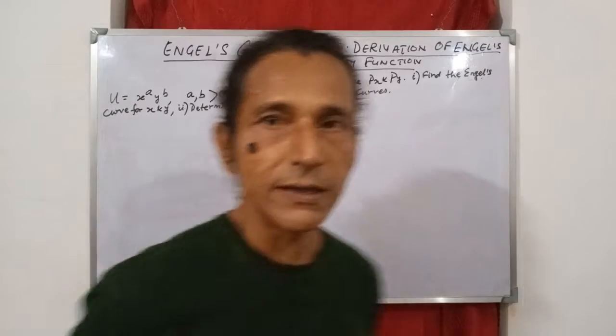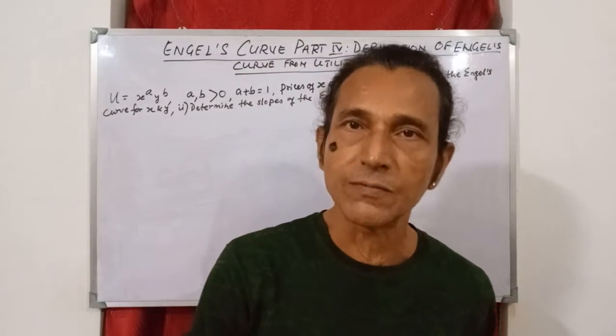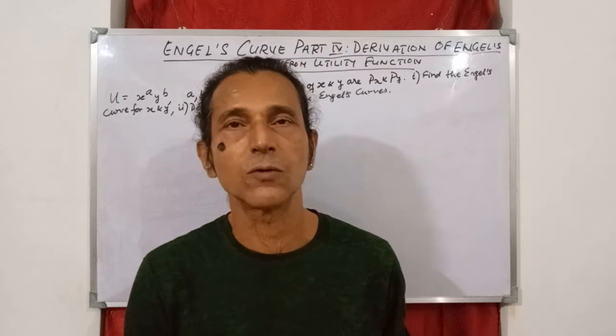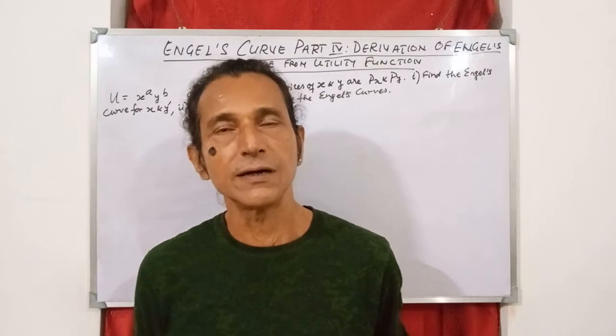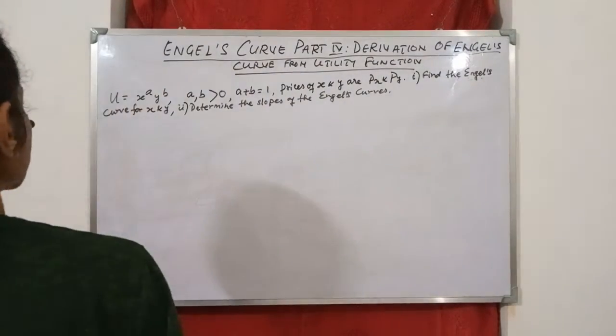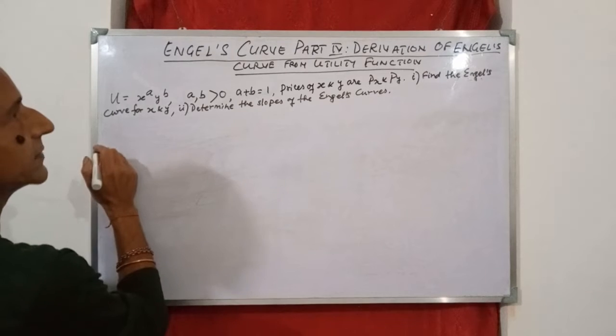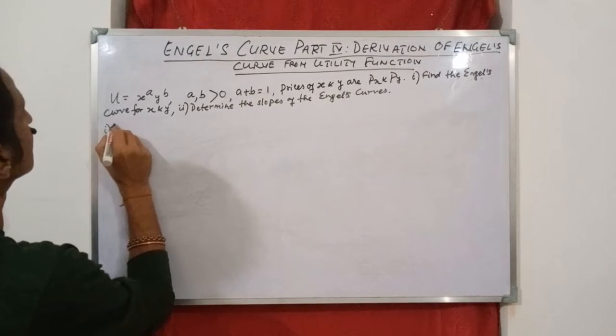So one utility function is given. We have to find out the Engel's curves for commodity x and commodity y, and then we have to determine the slopes of the Engel's curves. So let's get into solving the problem. First, part 1, that is Engel's curve from the utility function.